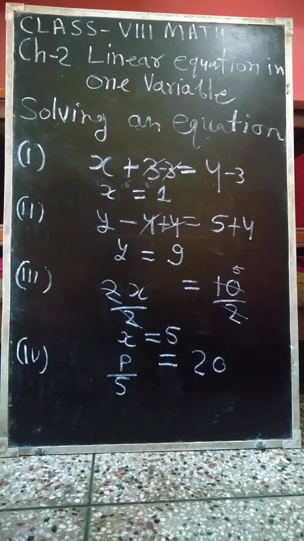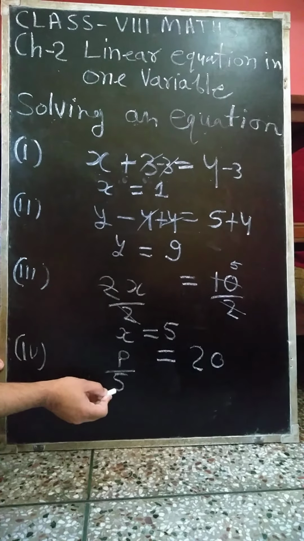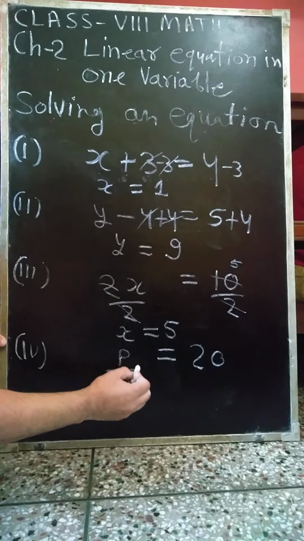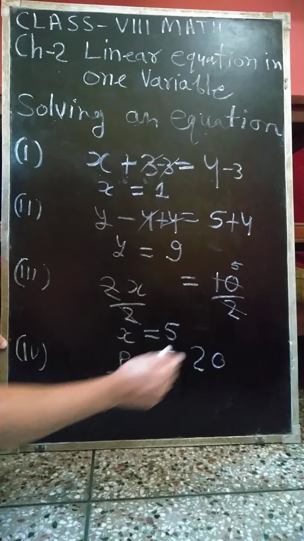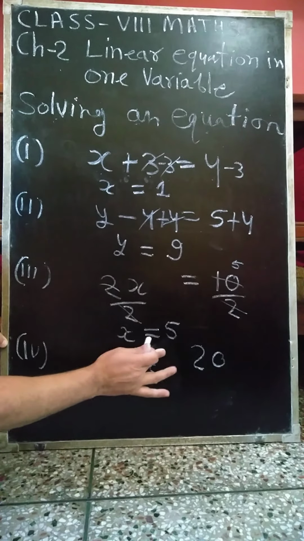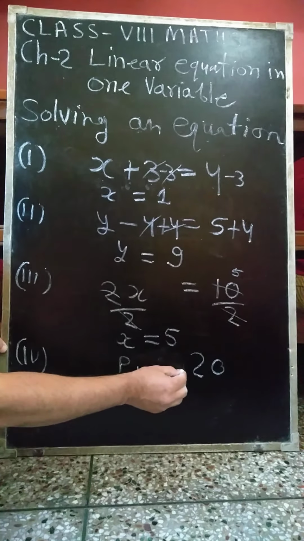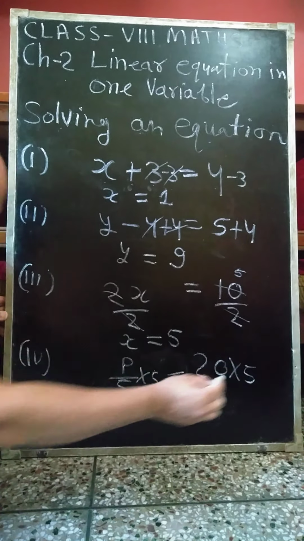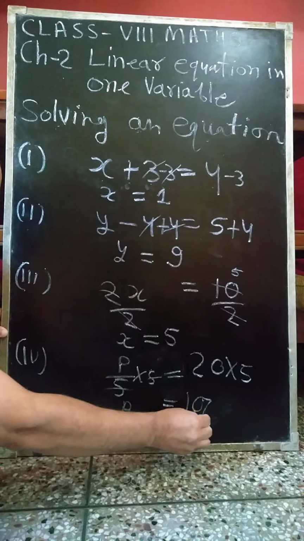Here students, p upon 5 equal to 20. Here 5 is in division, so multiply both sides by 5, because 5 is in division with the variable. p upon 5 into 5, the 5 cancels, p equal to 100.